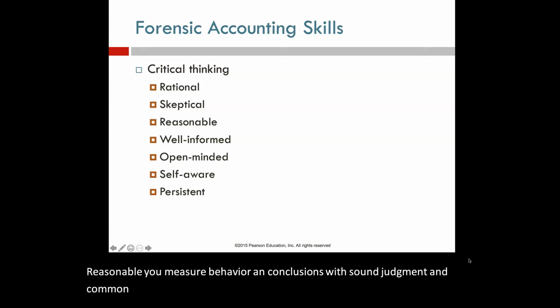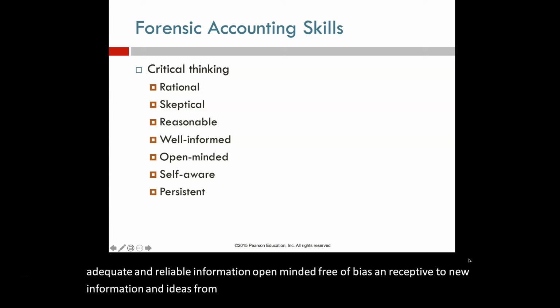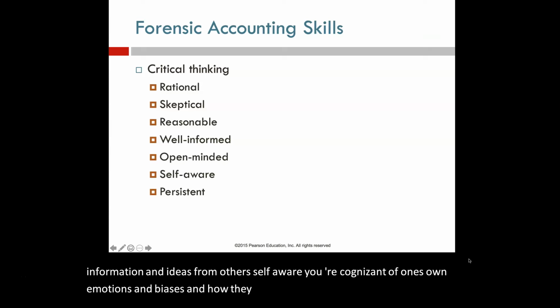Forensic accountants tend to be well informed. You possess adequate and reliable information. Open-minded, free of bias and receptive to new information and ideas from others. Self-aware, you're cognizant of one's own emotions and biases and how they can impact your decisions. And persistent, resists jumping to conclusions.